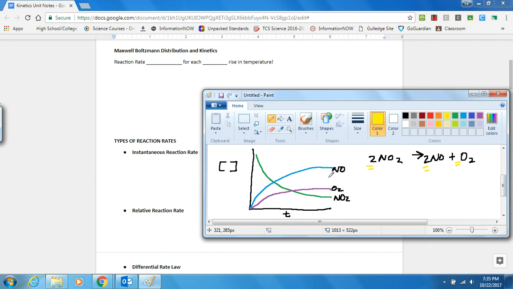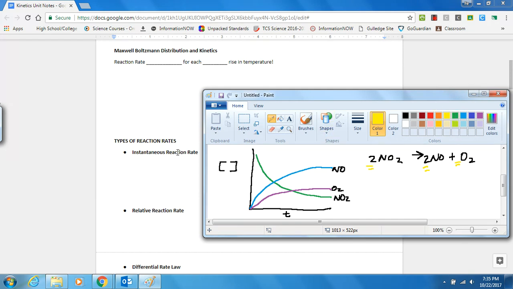All right, so now we have NO. We know that's a product. We know it's twice as much because it's a 2 coefficient. We have O2, which is another product. They're both increasing in concentration over time. And then we have 2 NO2, and you see how it's a pretty steep curve? That's because 2 NO2s are decreasing over time. So we have that as our reactant there.